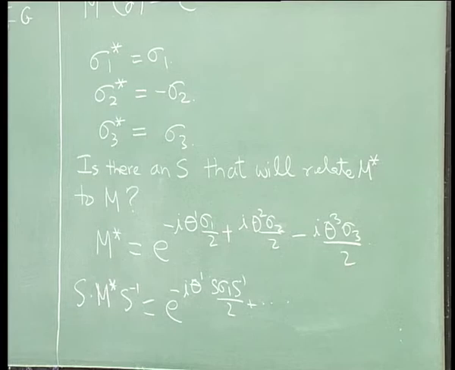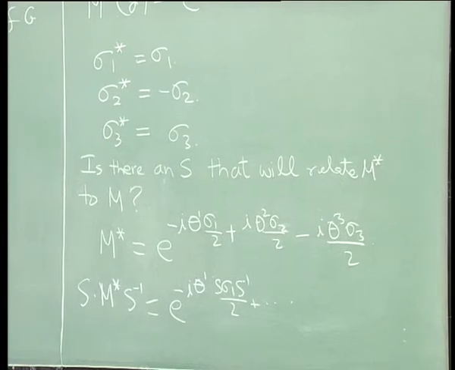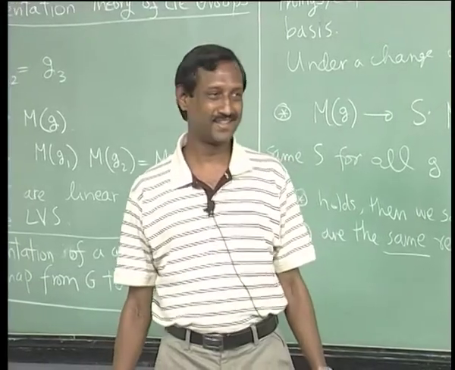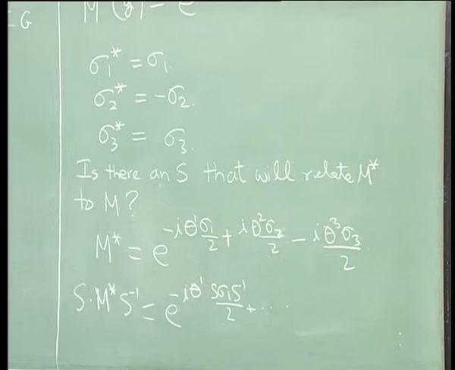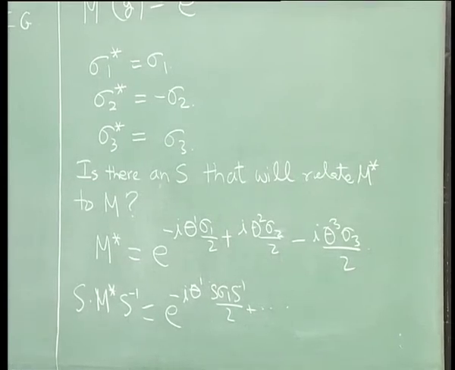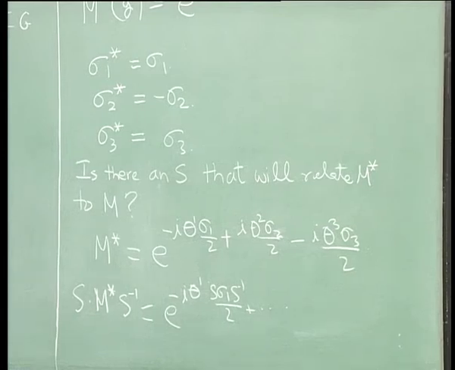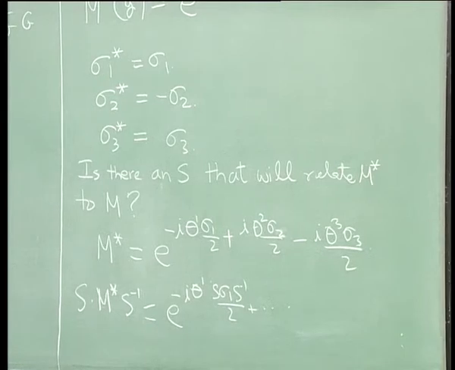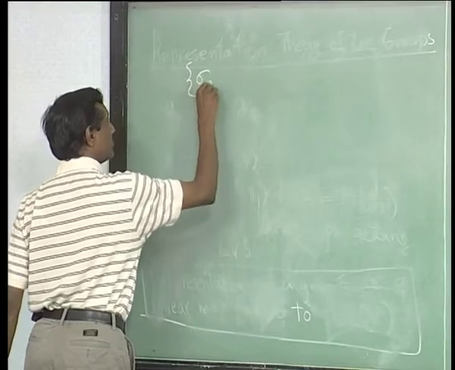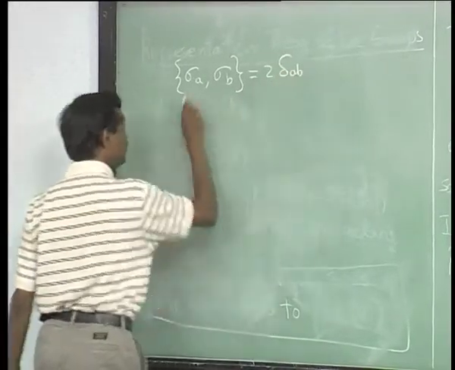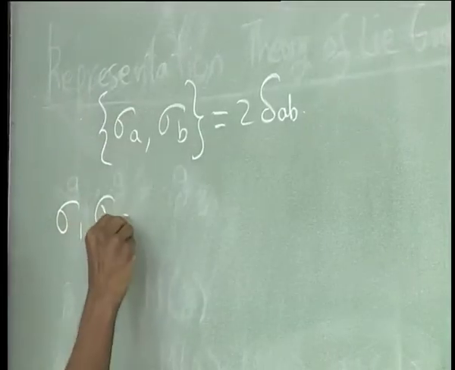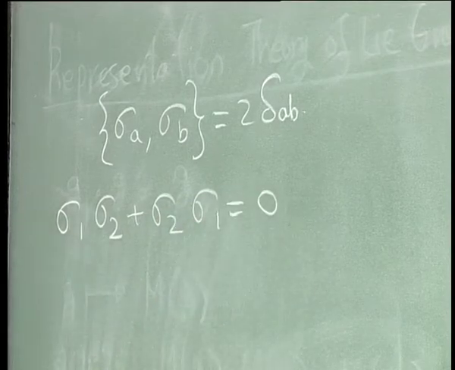Let me ask you a simpler question: something which acts on sigma 2 and takes it to sigma 2. Okay. So, take S to be sigma 2. Sigma 2 squared is 1, so S inverse is also sigma 2 itself. You should know this: sigma a sigma b plus sigma b sigma a is equal to 2 delta ab. So, in particular, sigma 1 sigma 2 plus sigma 2 sigma 1 equals 0, for instance.